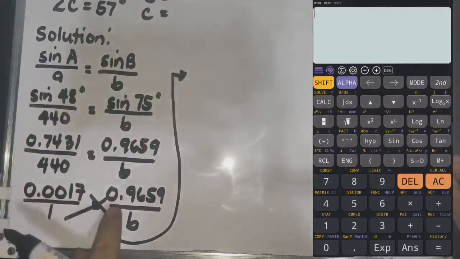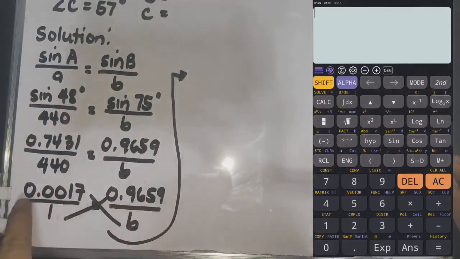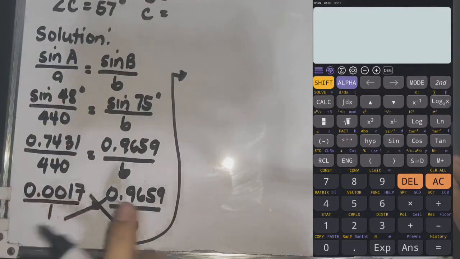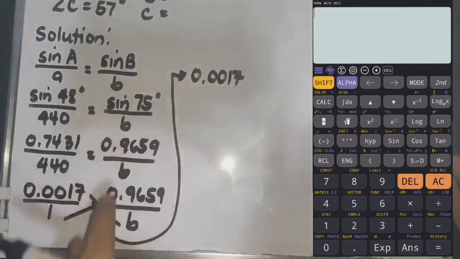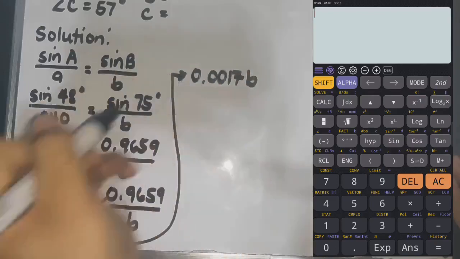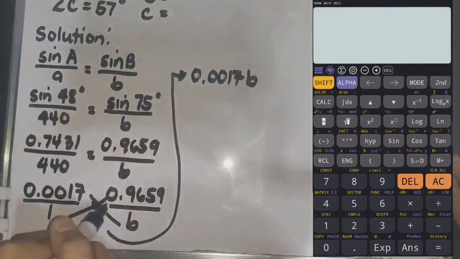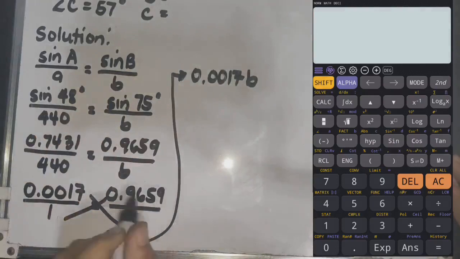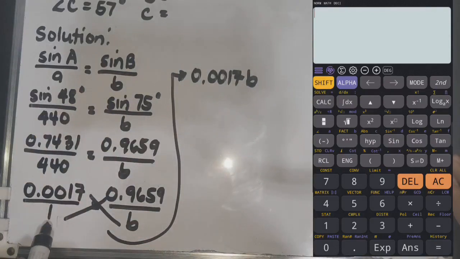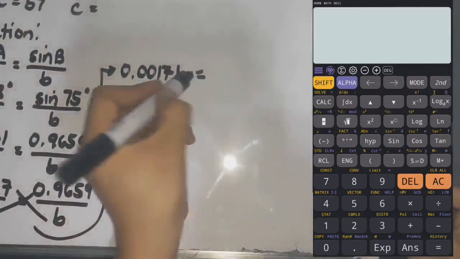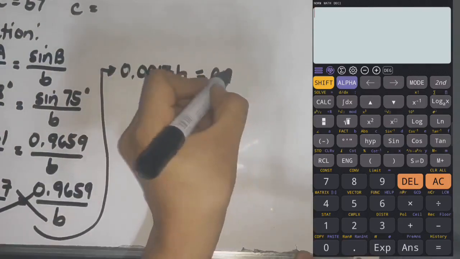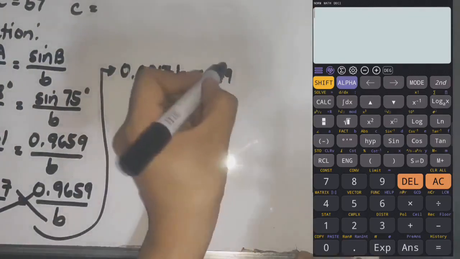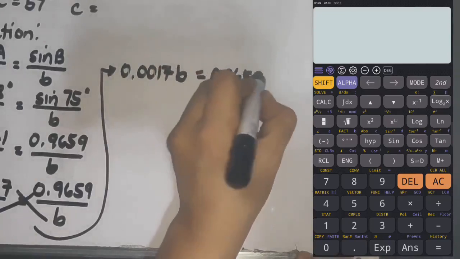So, ang kapartner ng 1 ay 0.9659, then 0.0017 times B. Okay? Then 1 times 0.9659, diba sabi ko kapag 1 yung kapartner or i-multiply natin, kopyahin na lang natin yun. Equals 0.9659.